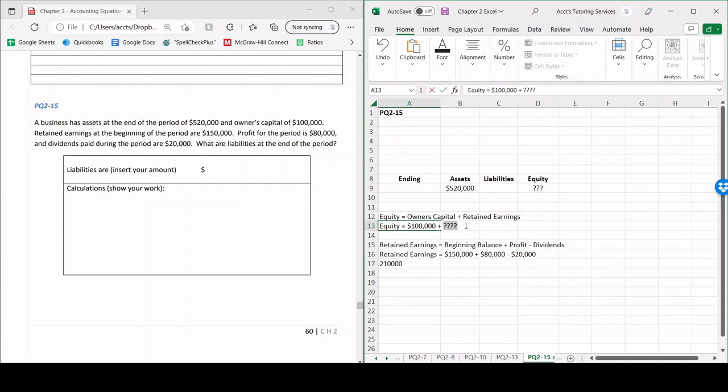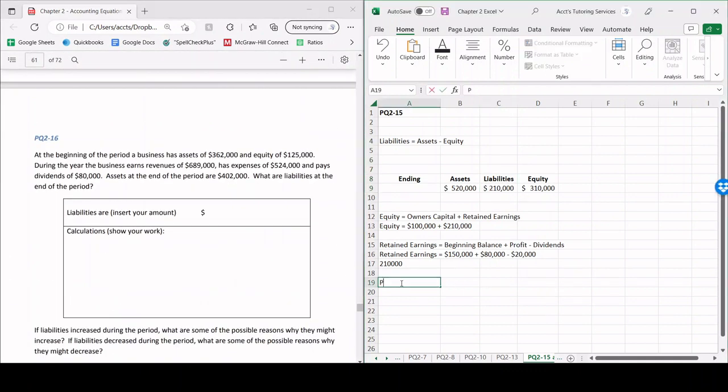So now we could easily calculate equity. Equity is going to be equal to 100,000 plus 210,000. Now we have two of the variables within this formula. We could easily solve for liabilities by taking total assets and subtracting equity. Once again, we could rearrange this formula into liabilities equals assets minus equity. So total liabilities at the end of the period is $210,000.